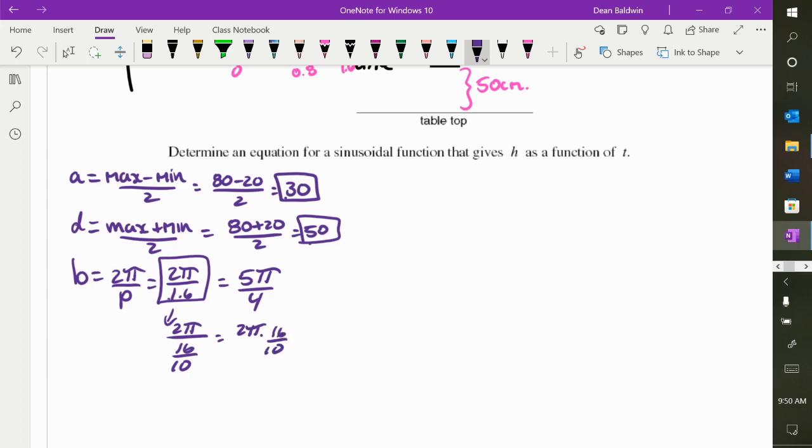So times 16 over 10, reduce that, you get that. Okay. Did I do that right? It's not 5 pi over 4. No, it's definitely not. It's 32 over 10, which reduces to 16 over 5. Right? Hang on. Oh, it's because I wrote 16 over 10. It's 10 over 16. That's why. There. So it's 20 over 16, which then reduces to 5 over 4. Okay. There we go. Are we okay with that?